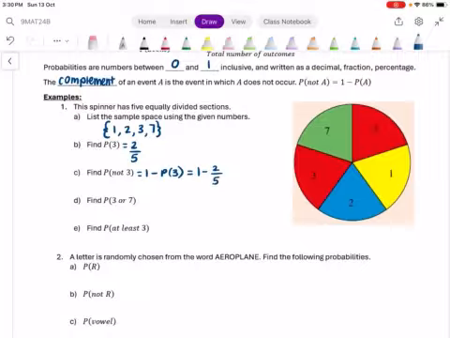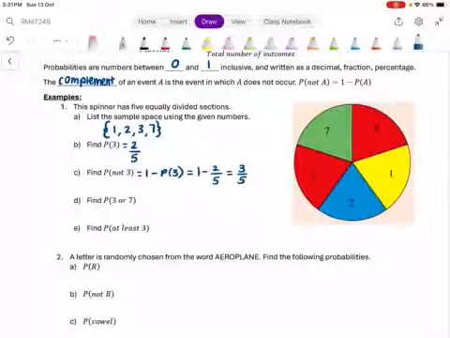Next, we want to find the probability of a 3 or a 7. So we want to look at how many 3s and 7s we have. Looking at our spinner, we can see that we have 2 3s and 1 7. So that means we have 3 of either 3 or 7 out of a possible 5.